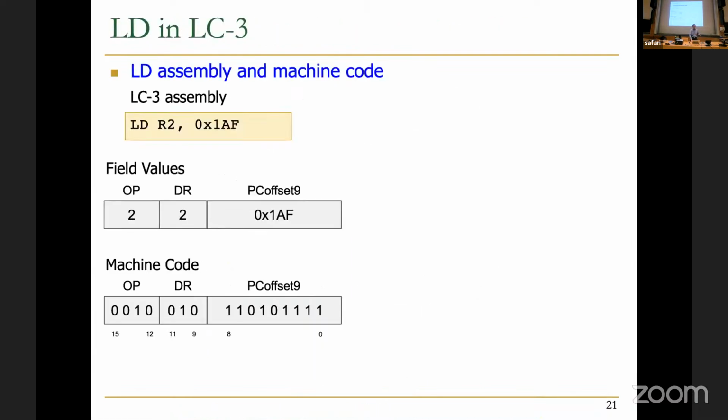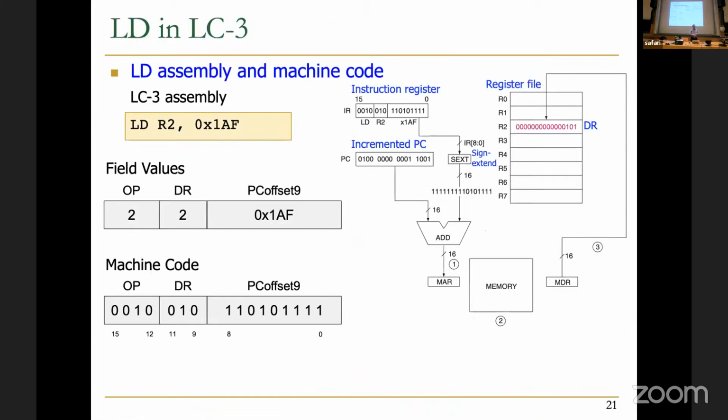Okay, so let's take a look at how load gets executed. This is very similar to the format that I used. You can basically see the machine code of this particular load, and this is the part of the data path that's relevant to the execution of the load. Basically, the instruction register contains this machine code that corresponds to this assembly instruction.